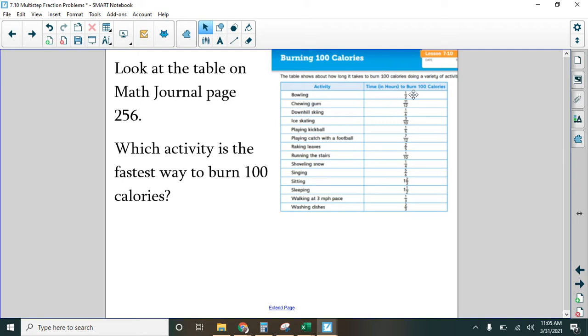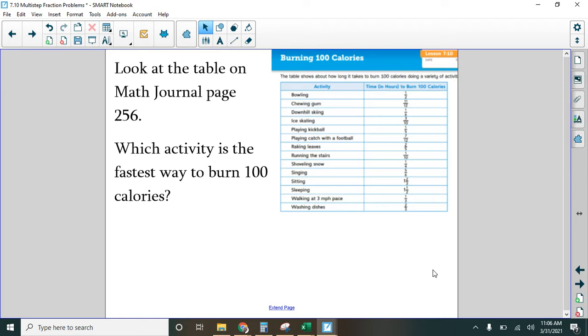Look at these. These are all fractions, and mixed numbers, and they are related to time. For example, bowling says 1/2 of an hour to burn 100 calories, so that would be 30 minutes. Which of these activities is the fastest way? Look at these fractions and then look at the activity, because if you're going to burn 100 calories, it's going to be a lot of activity, a lot of work. Try to find the one that you think is the fastest.